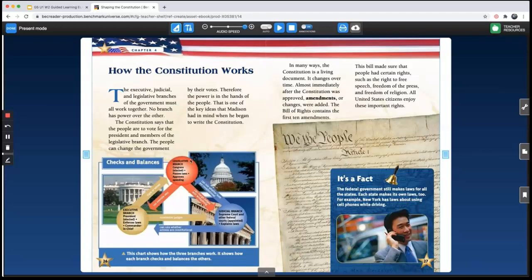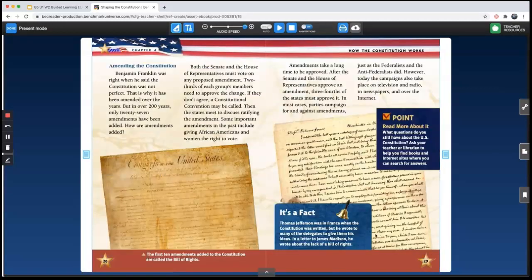So if you skim through the text right now, you can notice that it says here, almost immediately after the Constitution was approved, amendments or changes were added. The Bill of Rights contains the first 10 amendments. So these amendments are changes to the Constitution, and those changes were made to protect certain freedoms. So some of the freedoms had to do with freedom of speech, freedom of the press, which refers to the news, such as magazines, the news on TV, news on the internet, and freedom of religion. There's some more freedoms on this page. You might notice here the freedom to vote.